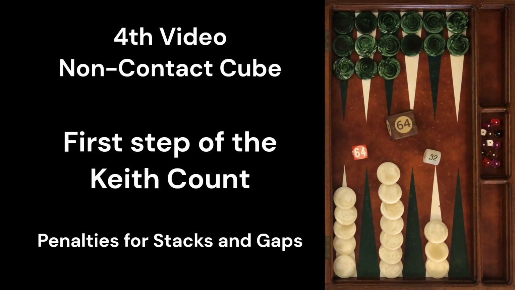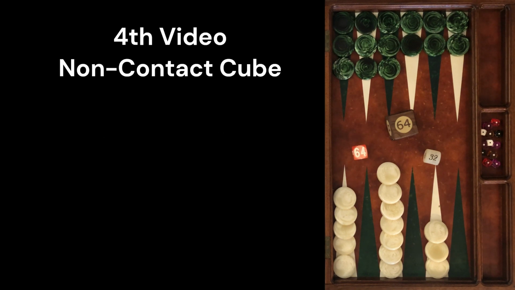In the last video, we learned just how detrimental gaps and stacks can be when we are bearing off checkers. We also learned that the location of these stacks and gaps is also very important. Let's look at a quick overview of the Keith count.